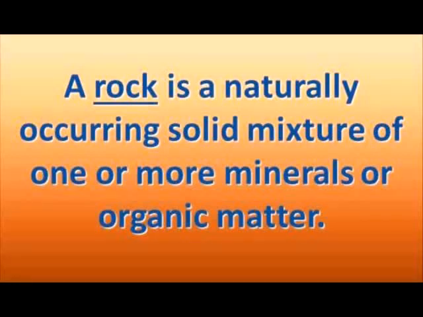So our next section has to do with rocks. Before we get into the different types of rocks and where the rocks come from, it's important to note what a rock is. So what is a rock? A rock is classified as being a naturally occurring solid mixture of one or more minerals or organic matter. So unlike what we saw with minerals, rocks can possibly contain some organic, or in our case, once living material.